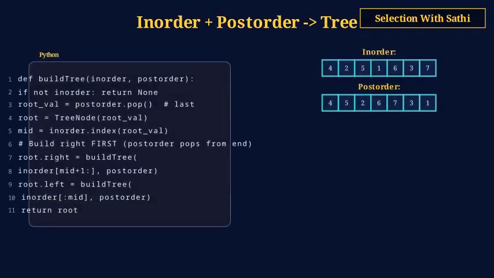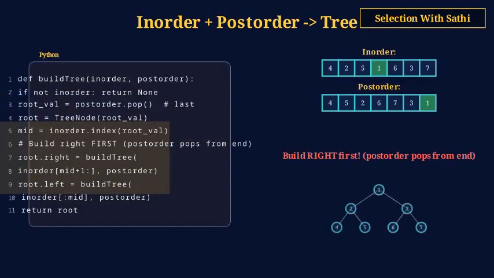Building from Inorder and Postorder is similar but with two key differences. First, in Postorder the root is the last element, not the first. Look at line 4, we pop from the end of Postorder. Second, we must build the right subtree before the left subtree.